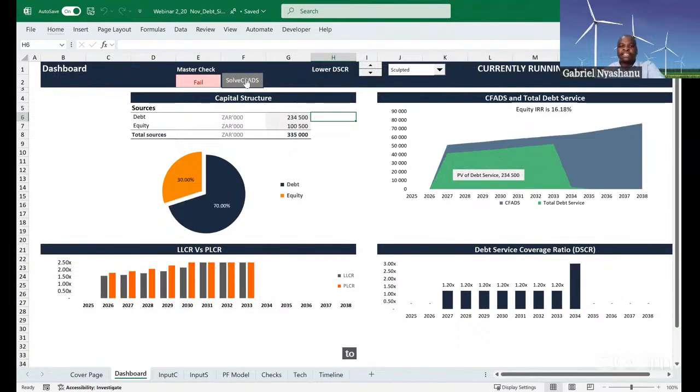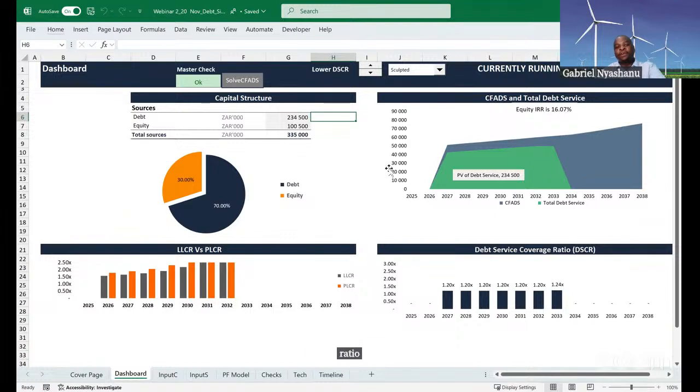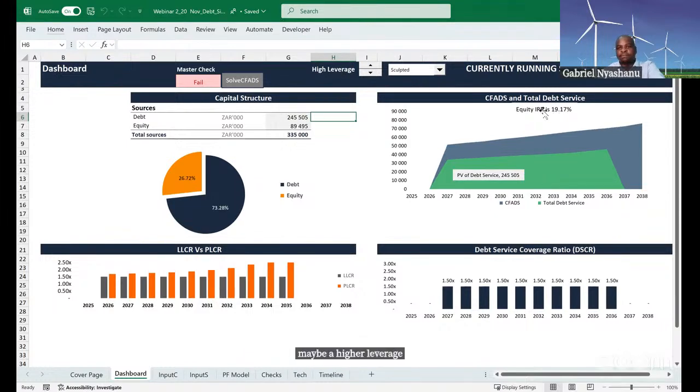If I change the situation again to a lower DSCR, what is happening there? You can see it has the impact of increasing the debt to capital ratio. Why? Because the project is now cash flow rich, it is less risky, and it has boosted the debt service. And look what is happening to the IRR. It is also increasing. If I have a higher leverage, you can see the benefit of high leverage. It can increase the equity IRR dramatically.